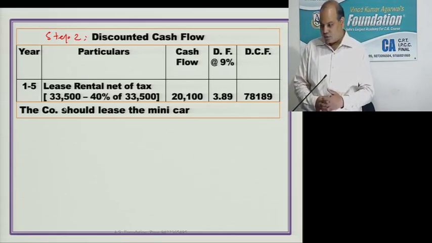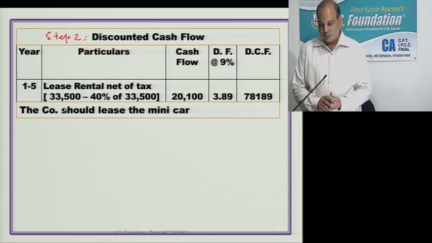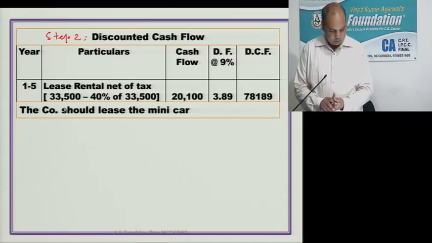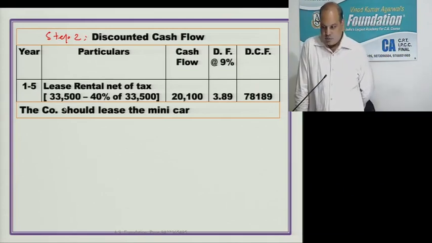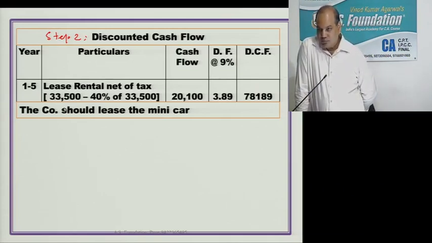The company should acquire the mini car on lease because the present value of cash outflow under lease option is lower. Because present value of cash outflow under lease option is lower.